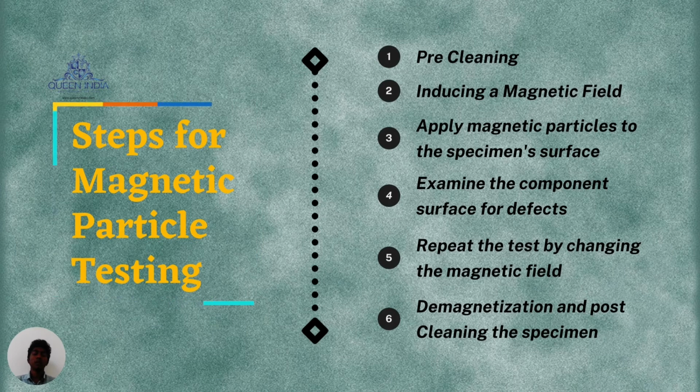Steps for magnetic particle testing. Pre-cleaning the specimen. Inducing a magnetic field in the specimen. Apply magnetic particles to the specimen surface. Examine the component surface for defects. Repeat the test by changing the magnetic field. And last, demagnetization and post-cleaning of the specimen.